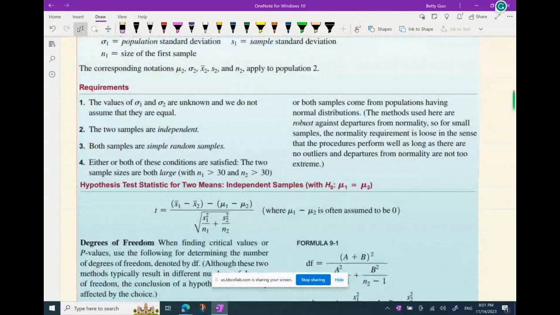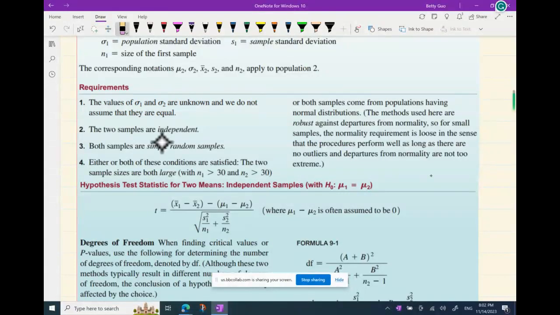Requirements include the following four. Number 1, the values of sigma 1 and sigma 2 are unknown, and we do not assume they are equal. Yeah, that's what I just wrote. That makes sense, right? Because we're testing mu1 and mu2. Normally, if you do not know the population mean, you should not know the value of the population standard deviation. So this is a very reasonable and common assumption. We assume sigma 1 and sigma 2 are unknown, and they are not equal.